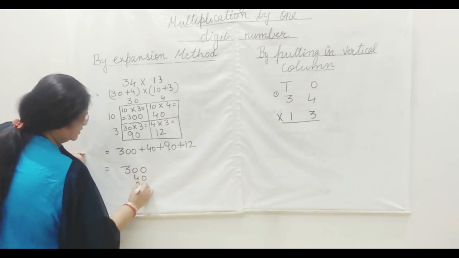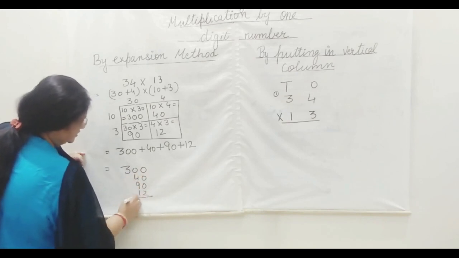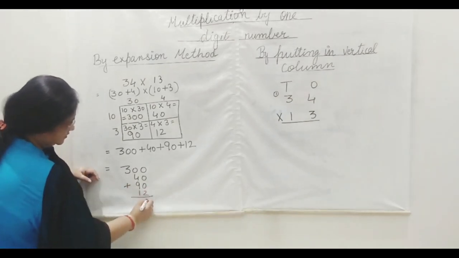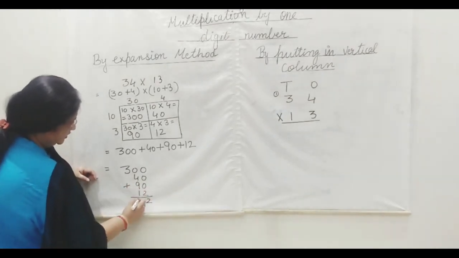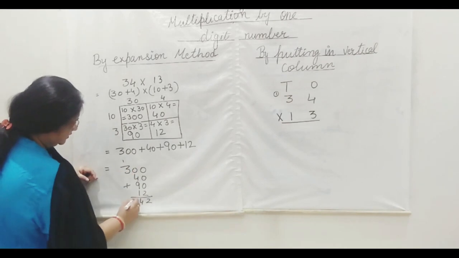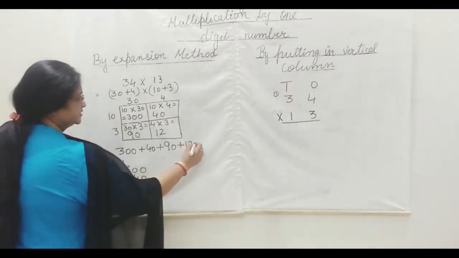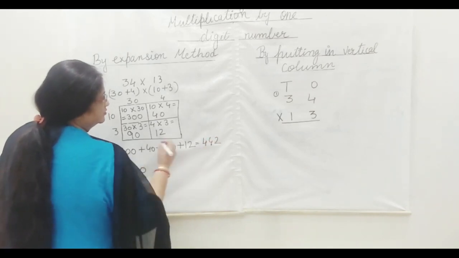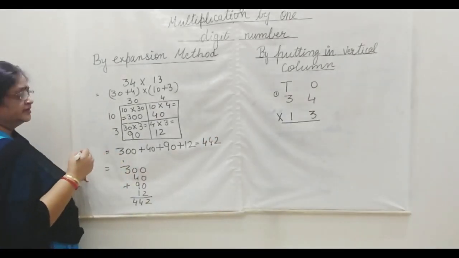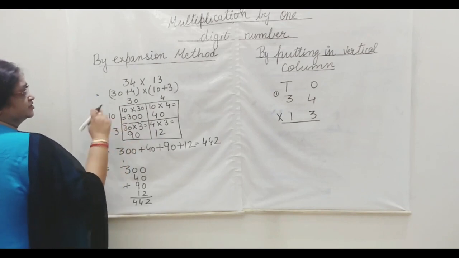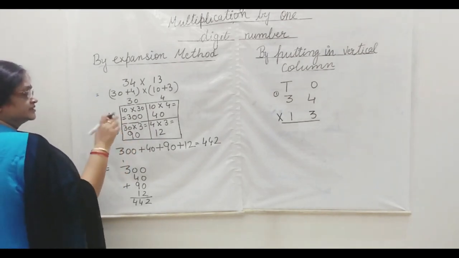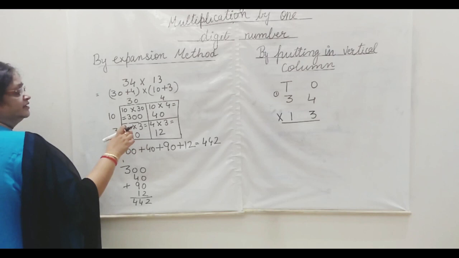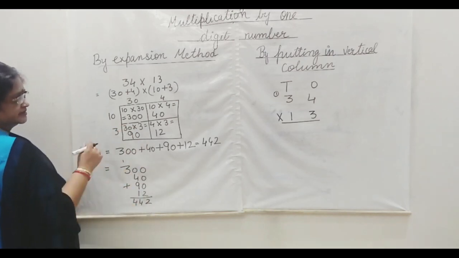40, 90 and 12. Let's do this. 2, 10, 14 here. 1 carry, that is 14. So what is the answer? 442. What is the answer we have got? 442. So this is another expansion method that you can do. This is another easy method you can do and find out the answer like this.